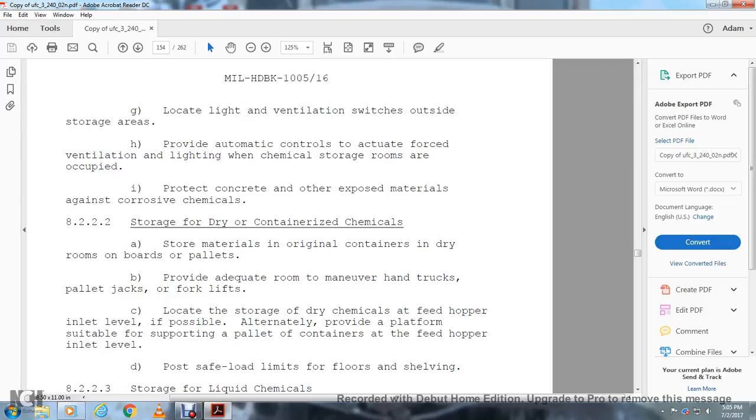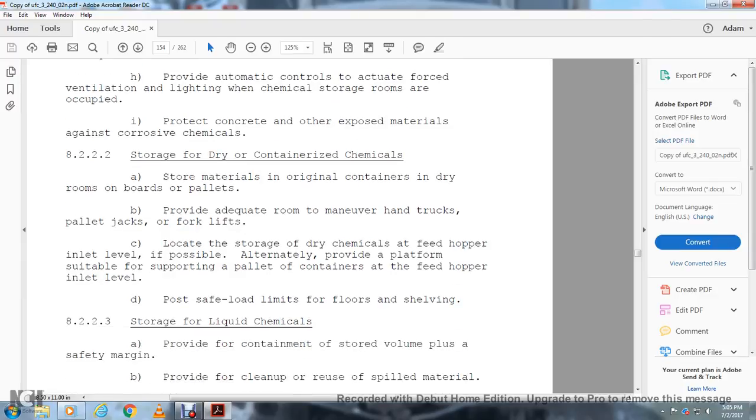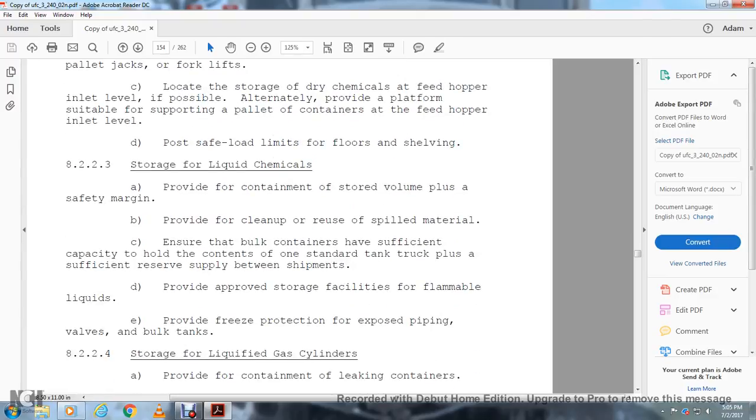Alright, 8.2.2.2. Storage of dry containerized chemicals. Store materials in their original containers, on dry room boards and other pallets. Provide adequate room to maneuver hand trucks, pallet jacks, or forklifts. Locate storage of dry chemicals near the feed hopper inlet level where possible. Provide a platform suitable for separating pallets and containers at the feed hopper inlet valve. Post safe load limits for the flooring and sheathing.